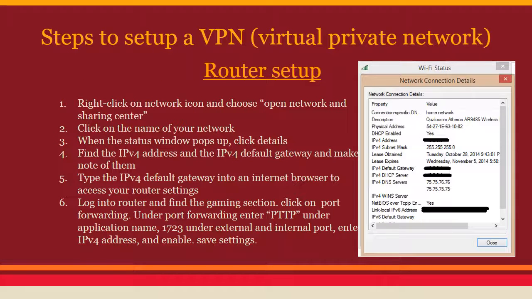Then the next step would be to set up your router. And in order to do that, you're going to right click on your network icons and open the Network and Sharing Center. You'll click on the name of your network, and from there you'll look at the details, and that's where you're going to get the IP address of your gateway so that you can set the router up properly.